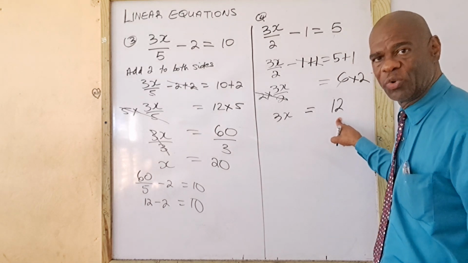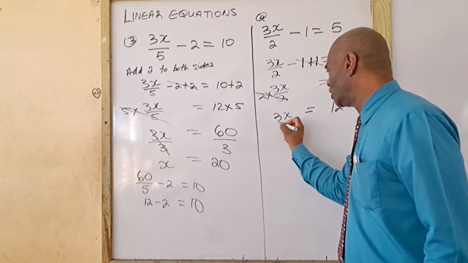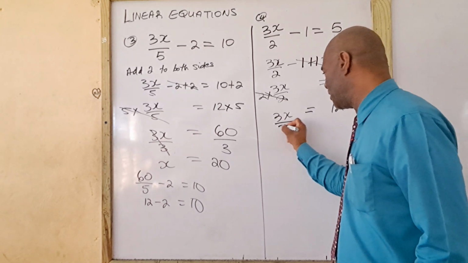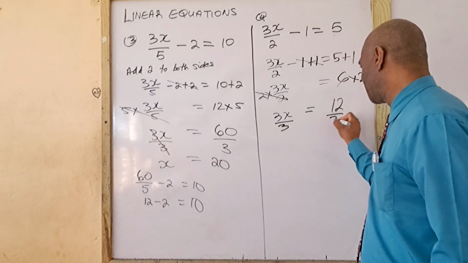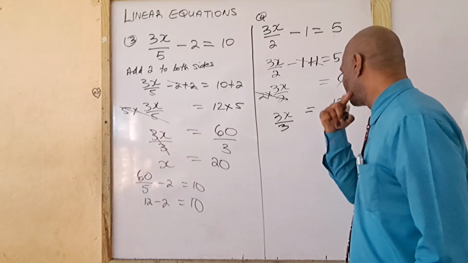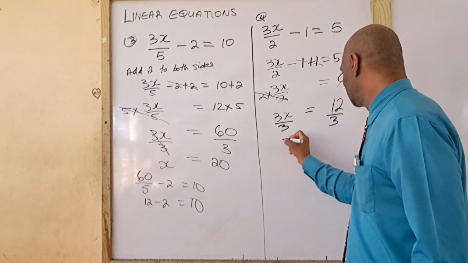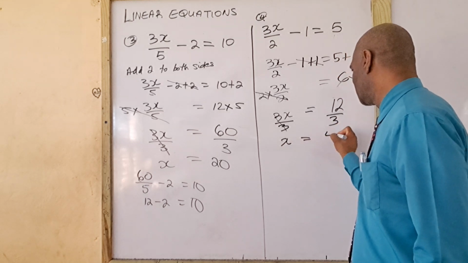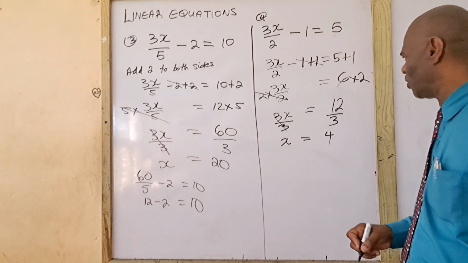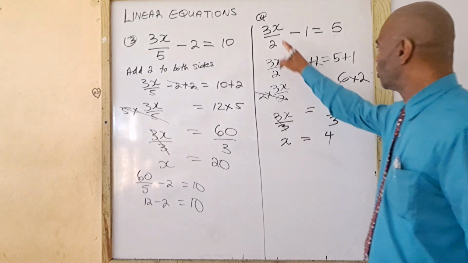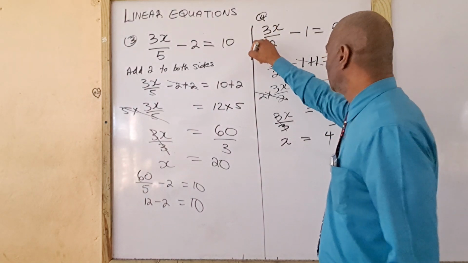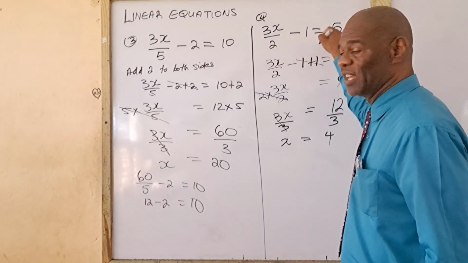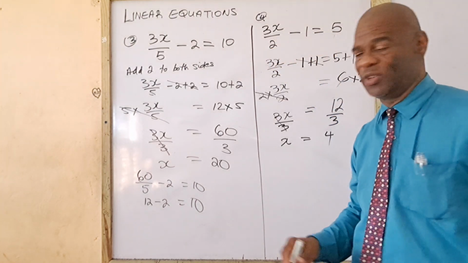Then we have 3 times the number equals 12. So we are going to undo the multiplication by dividing. We divide by 3, and 3 into 3 is 1. We have x equals 4. 12 divided by 3 is 4. Let's see if that's correct. So 3 times 4 is 12. 12 divided by 2 is 6. 6 minus 1 is 5. Alright, so there we have it.